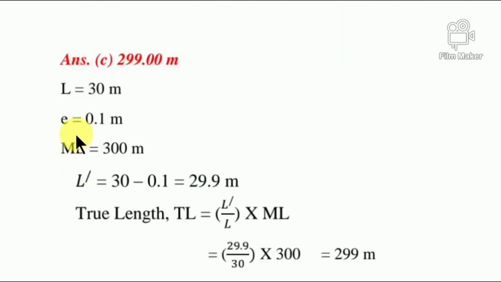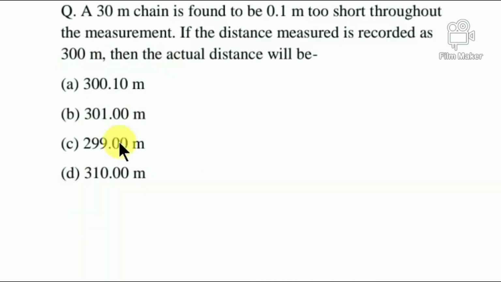And it is given too short. So too short means, for short we always use the negative sign. So how will we get L dash? L dash is L plus minus error. L is our 30 and we are using the minus sign before the error. Why? Because it is given too short. So we have got L dash as 29.9 meter. Then what is given? The distance measured is recorded as 300 meter, that means this is our measured length, ML, 300 meter. Then the actual distance, that means the true length, you are asked to find out.